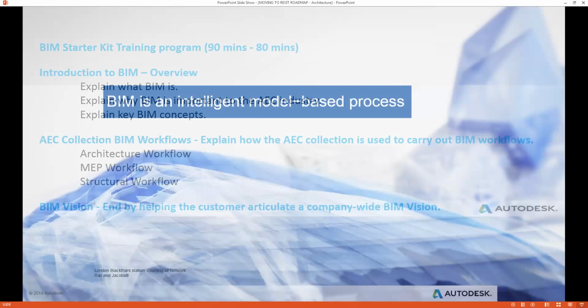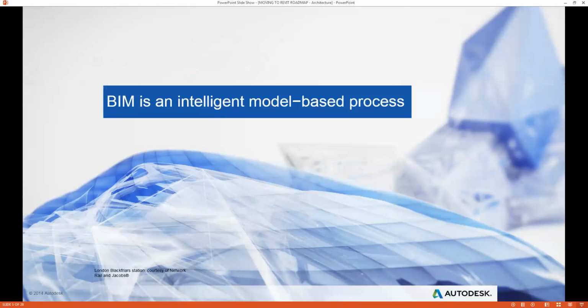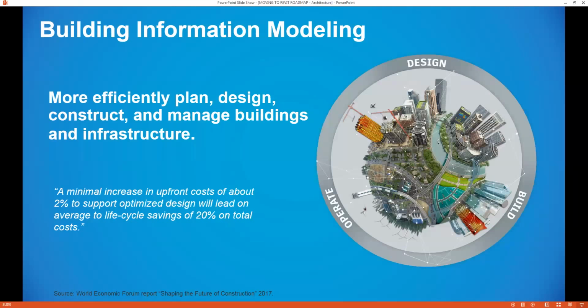So BIM, the very simple definition for BIM, is that it is an intelligent model-based process that helps you to work more efficiently. You're not telling them that they are not efficient right now, because in the past when I've spoken to architects and hinted that they were not efficient, they got very angry. People are very sensitive about this. So it helps them to work more efficiently.